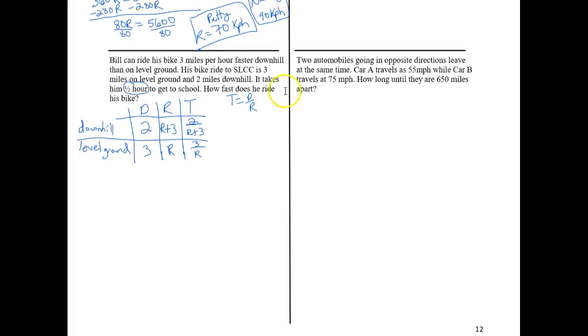Now, instead of setting them equal like on the previous example, we're going to add them up. This time plus that time has to equal the total time to get to school. So 2 over r plus 3 plus 3 over r equals 1/2. Right? So time going downhill plus the time going on level ground has to equal his total time to get to school.